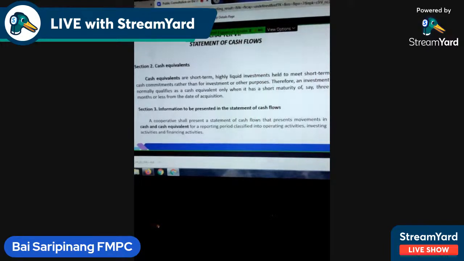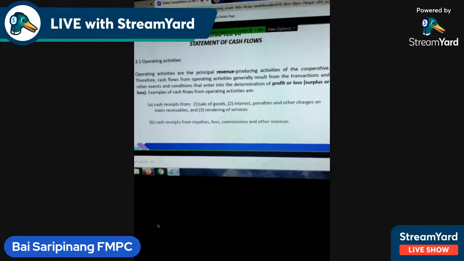Now, for the information to be presented in the statement of cash flow, as I said a while ago, they should present the movements in the cash and cash equivalent for a reporting period classified into tatlo po yan, the operating activities, investing activities, and the financing activities. Now, for your guidance, ano ba itong mga operating activities na sinasabi natin? So, operating activities are the principal revenue-producing activity of the cooperative. So, kumbaga, ito yung normal course of business activities na cooperative.